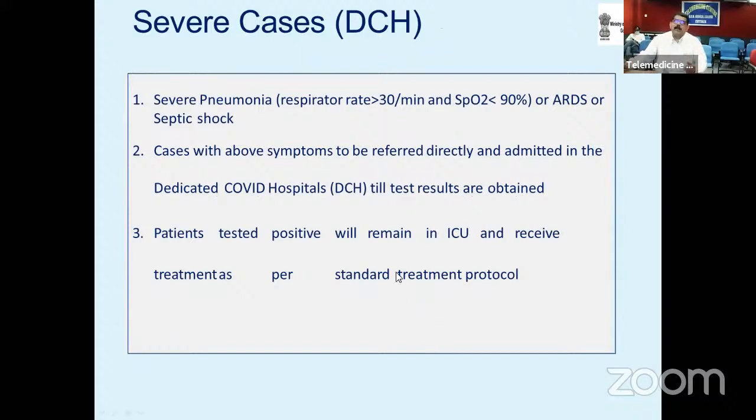Then a line about the dedicated COVID hospital. Severe pneumonia, where the respiratory rate is more than 30, the saturation is less than 90%, and ARDS or septic shock, where the patient has low blood pressure, the mean arterial pressure is less than 65, and the lactate is more than 2. That will show in a slide. So the patient has gone to shock, has adult respiratory distress syndrome or is dyspneic, where the respiratory rate is high and saturation is falling. Cases with the above symptoms are to be referred directly and admitted to the dedicated COVID hospital. If you come across such a patient, don't waste time at the CCC or DCHC. Directly, he should come to the DCH so that life can be saved.